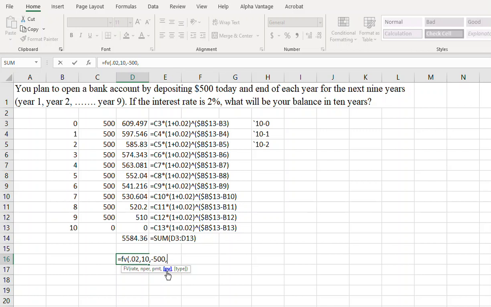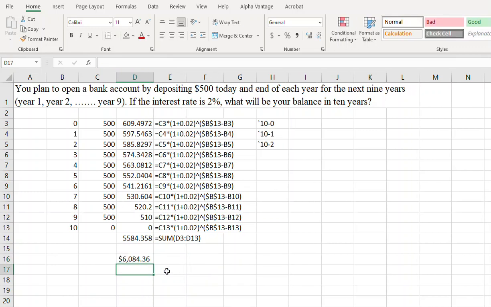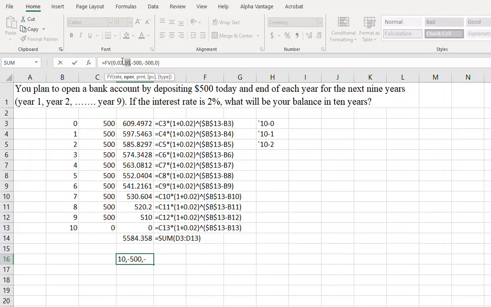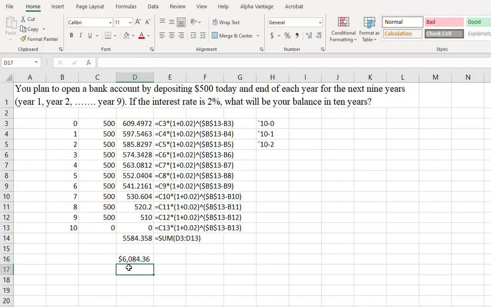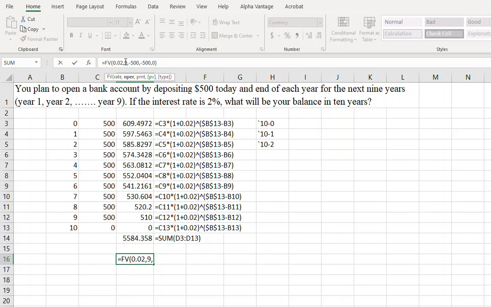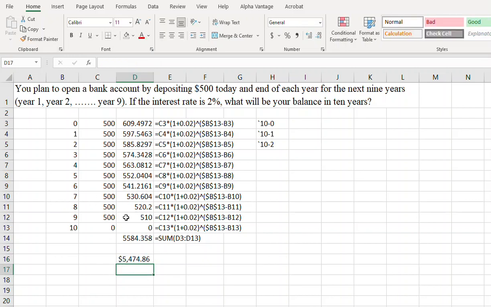So if you did 500 today, but then you marked the other 500 at the end of the period, it would show up, and I'll show you. Let's say you put 500 a day and then 500 at the end of the period, so you put a 0 here, your value is going to be off because you're including an extra payment. Notice this value here is $500 larger than this one. However, if you turn this to 9, there's one less period of compounding, and you see that your answer is short.